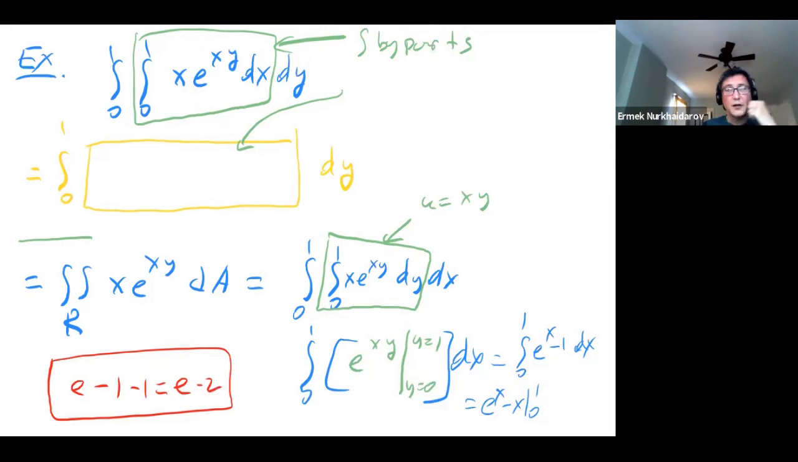So sometimes when we are working with iterated integrals, we'll flip the order of integration. Instead of going dx dy, we'll go with dy dx. That's especially easy to do if we have rectangular regions.